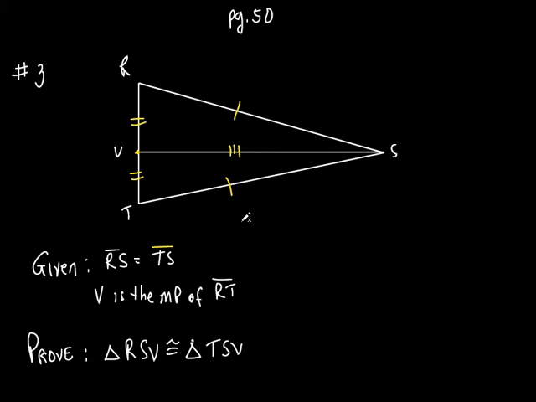So now, why are these triangles congruent? Side, side, side. And that's it. That's all. Everything in yellow there is your answer. Okay? Side, angle, side.